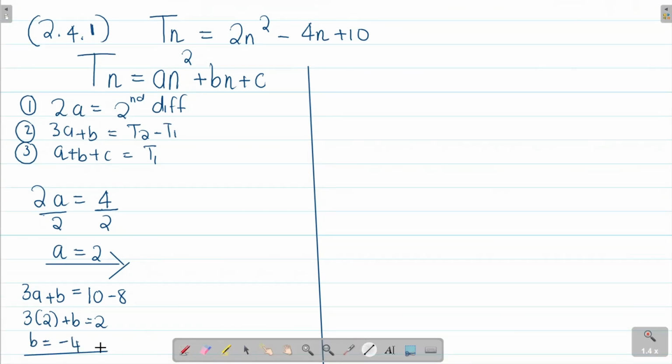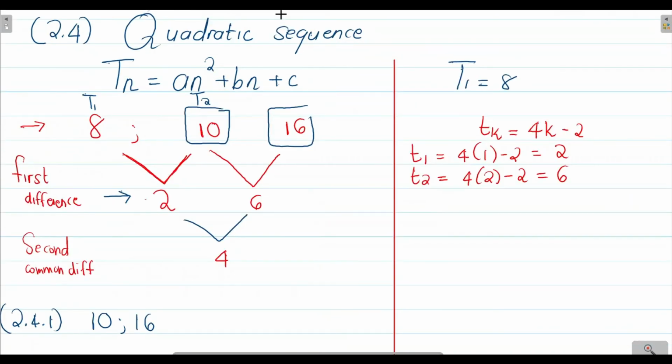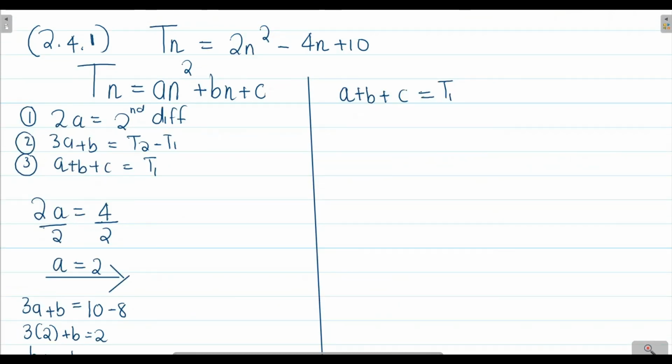And then the last one, a plus b plus c is equal to term 1. What is our term 1? Our term 1 is 8. So what is our a? We found that a is 2, plus what is our b? b is -4, plus c, which is equal to term 1. We said term 1 is equal to 8. If you simplify that further, 2 minus 4 is -2, so it's 8 plus 2. So c is equal to 10.